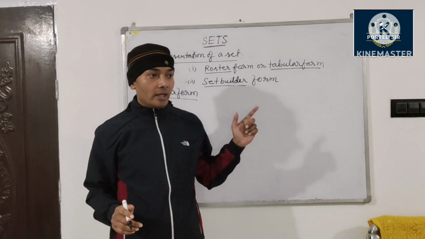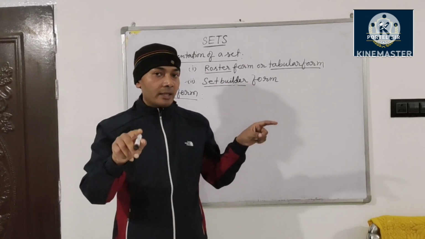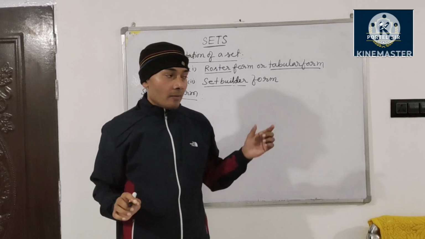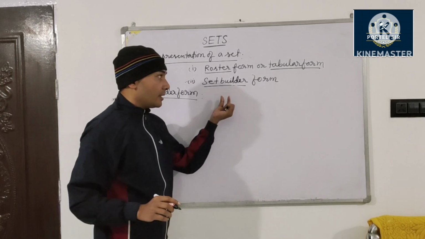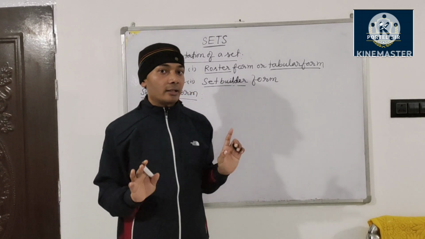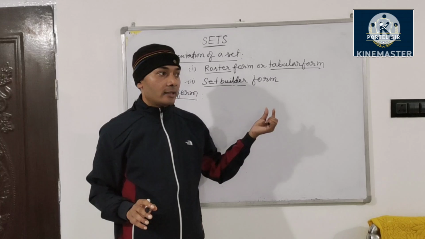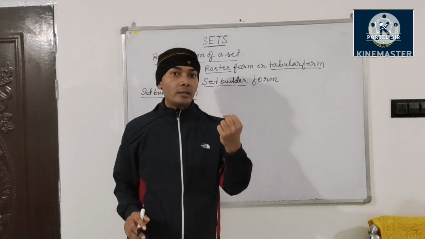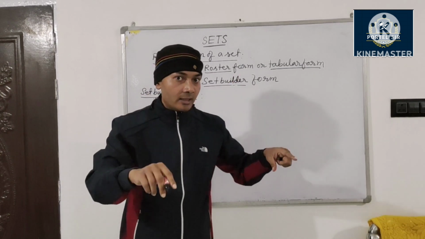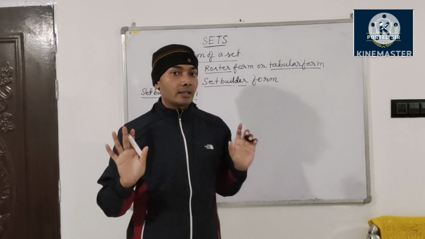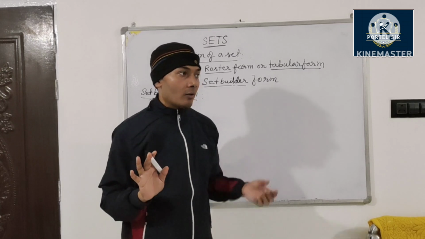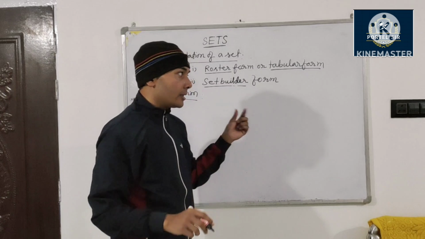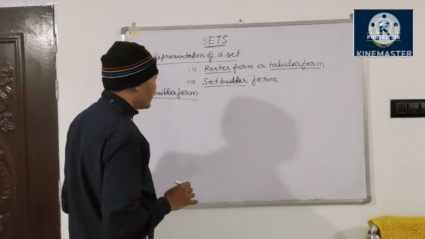In roster form, all the elements are written within the curly braces. Yes or not? But in set builder form, all the elements are not written. In set builder form, what is written? The common property of elements. The common property of elements is written within curly braces. That is the difference. All the elements are not written in this form. Only the property is written. See here, I'll give one example.